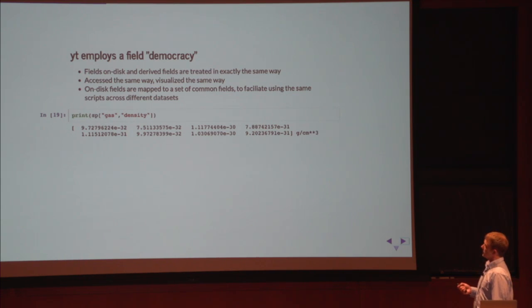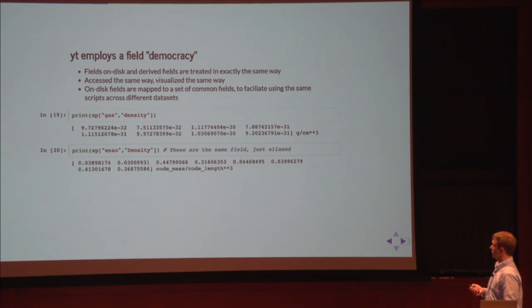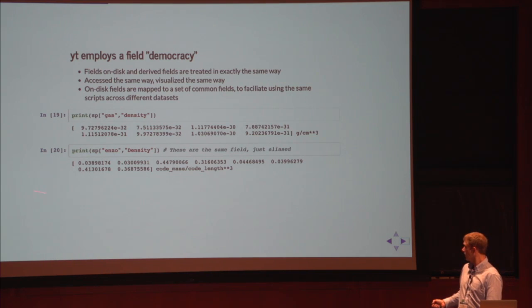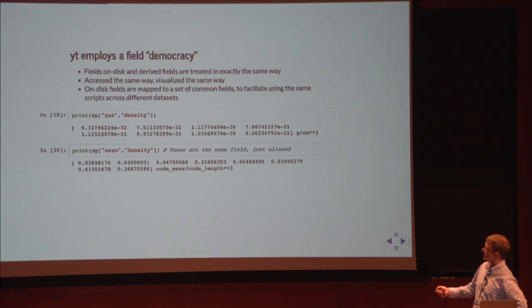The way we achieve this is that even if your field is on disk, it's basically treated as a derived field. We just map the field that's on disk to a derived field, so that everything is essentially a derived field, even though when we say that, we usually just mean the fields that get derived from combinations of other ones. So for example, Enzo has a field called (enzo, Density), where the density here is capitalized for some reason I've never understood. But this is just an alias to the standard gas density field.